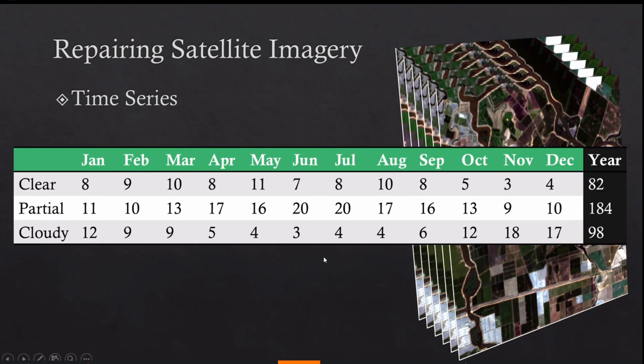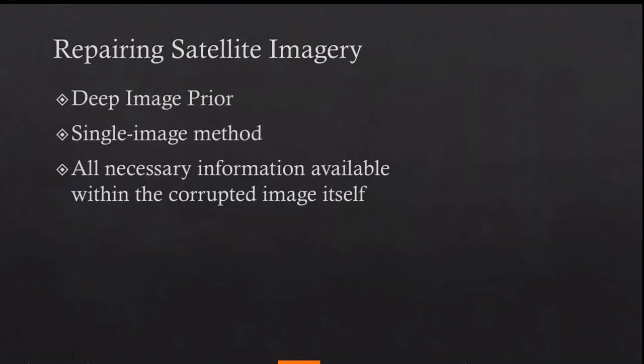you can see that there are very few clear days in a month, especially in winter. You can hardly find clear days. There are only 82 clear days in the whole year, and the rest of it has at least partial clouds, and sometimes it is totally cloudy. And if your satellite has a revisit time of, let's say, 16 days, like the Landsat satellite has, then you have no hope of catching another image which does not have cloud cover or something like that. So now we need to rely on methods which use only the single corrupt image. And we assume that all necessary information is available within the image.